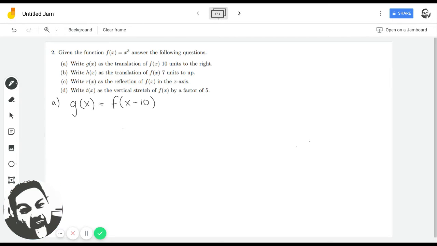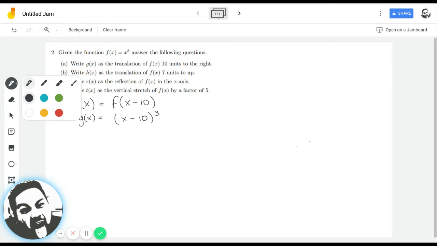So that's the notation. This works for all functions, not just x cubed. But since we've defined it as x cubed, we can say, okay, well, now we have to take the x minus 10 and plug it into the function, which is x minus 10 to the power of 3. And this is our answer for question A. G of x would be just x minus 10, the quantity of it, to the power of 3.